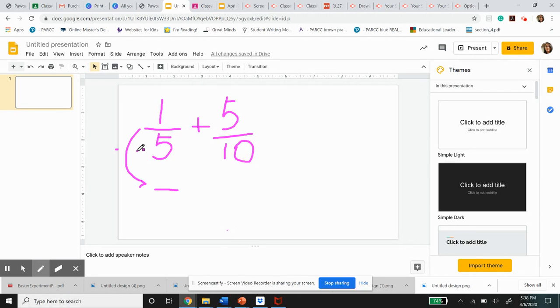So I'm going to say, okay, times 2. Whatever we do to the bottom, we do to the top, right? We don't want jealousy. So 2 times 5 is 10. And 2 times 1 is 2. So 1/5 is equivalent to 2/10. And now we're going to add our 5/10 to that. And 5 plus 2 is 7. And our denominator stays the same. Okay. All right, let's try another one.